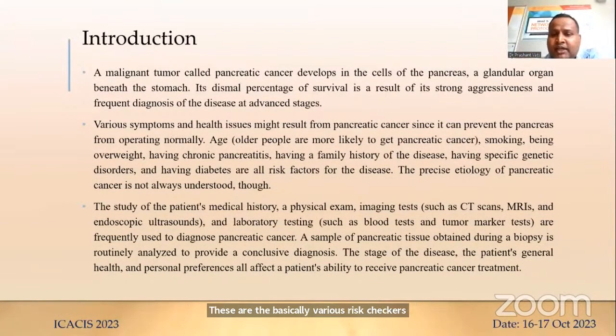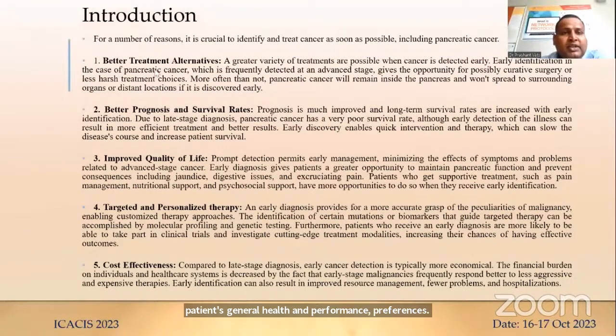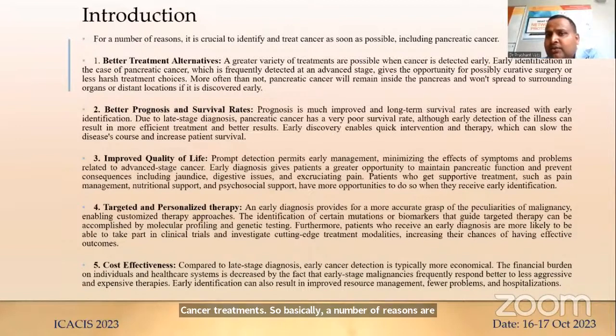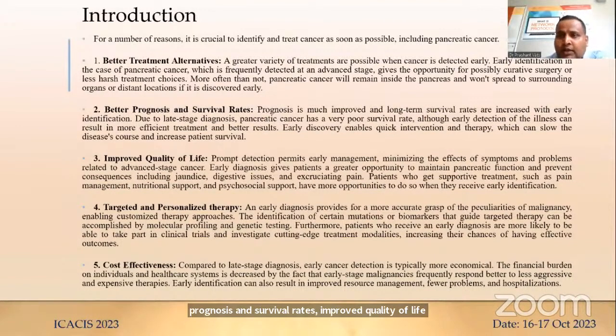Study of the patient's medical history, physical examination, imaging tests like CT scan, MRI, and endoscopic ultrasound, and lab testing are the frequently used techniques to diagnose pancreatic cancer. The stage of the disease, the patient's general health and performance preferences also affect the patient's capability to receive pancreatic cancer treatment. There are a number of reasons why it is crucial to identify and treat the cancer as soon as possible: better treatment alternatives, better prognosis and survival rates, improved quality of life, targeted and personalized therapy, and cost effectiveness. So these are some factors.